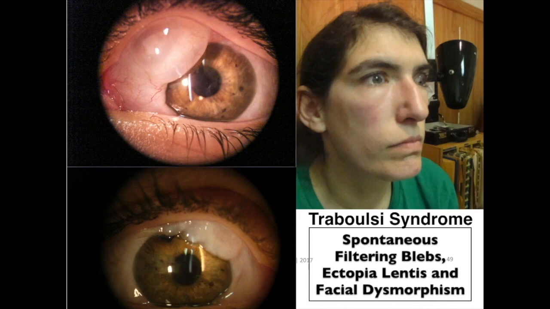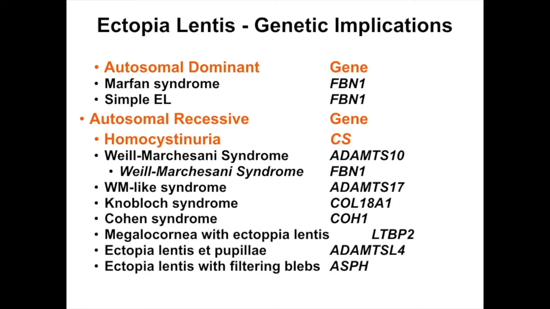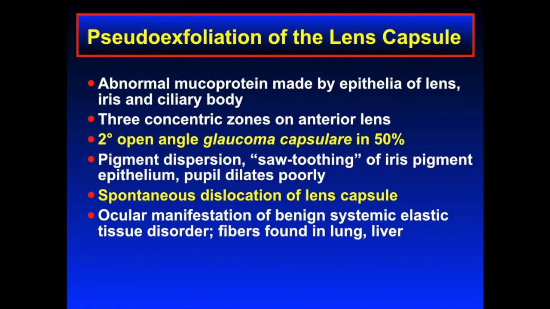A rare case of ectopia lentis occurs in Trabulsi syndrome. This also includes facial dysmorphism, including a big hooked nose that this patient has, and a very interesting feature, which I don't know occurs in anything else, and that is the development of spontaneous filtering blebs. This is a chart from Dr. Trabulsi showing some other rare associations with ectopia lentis, like Knobloch syndrome and Cohen syndrome, what have you.